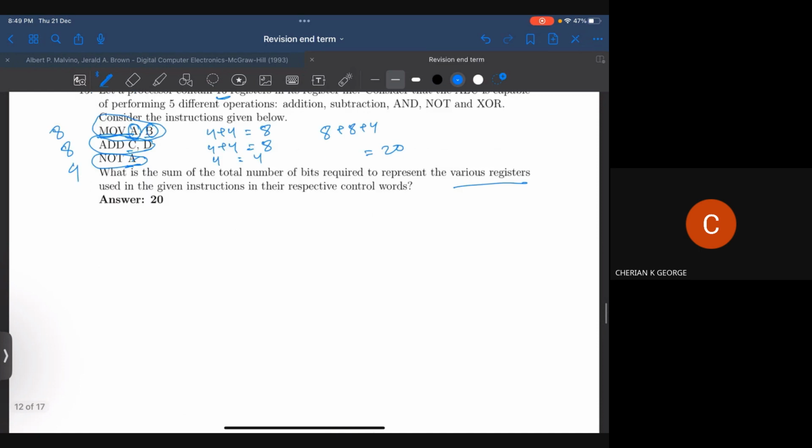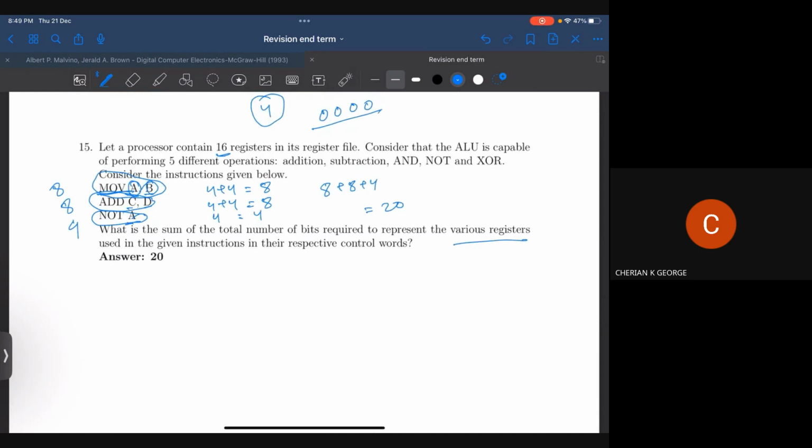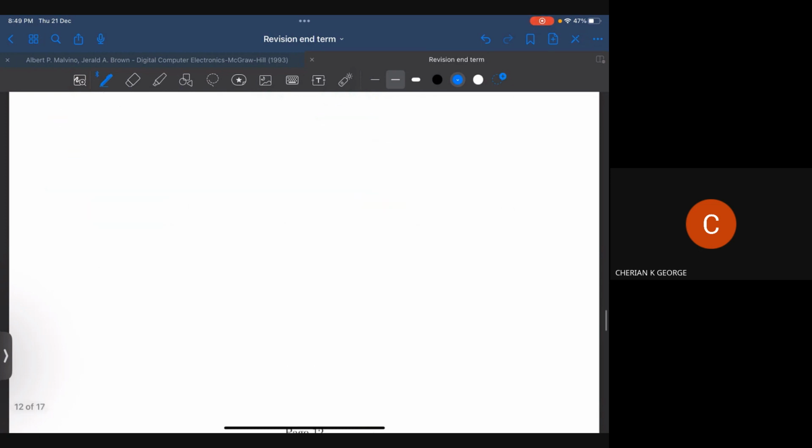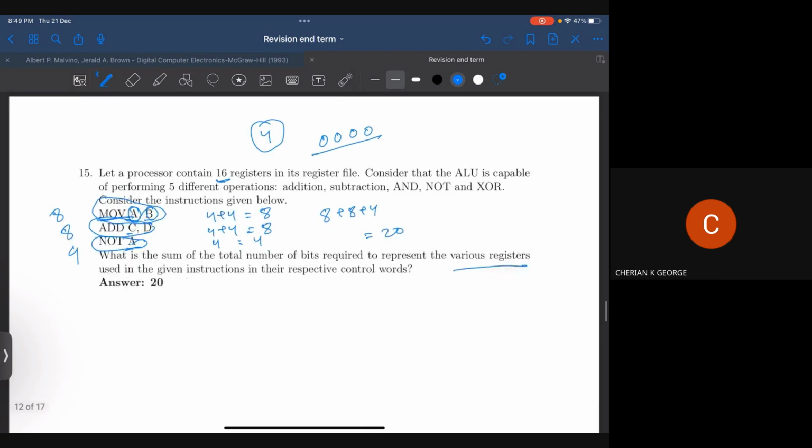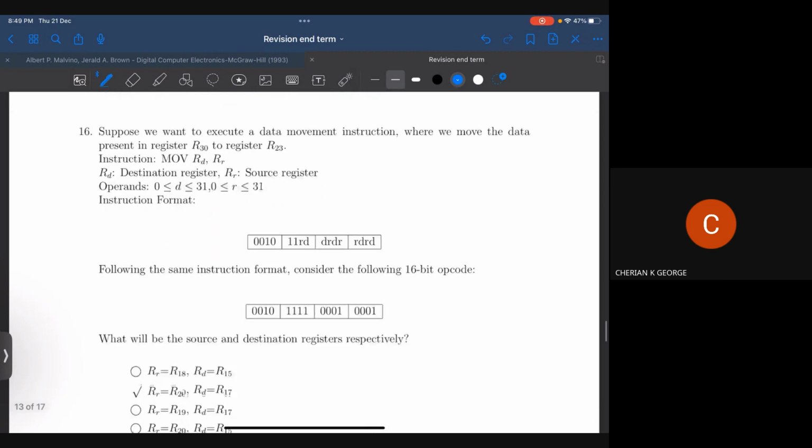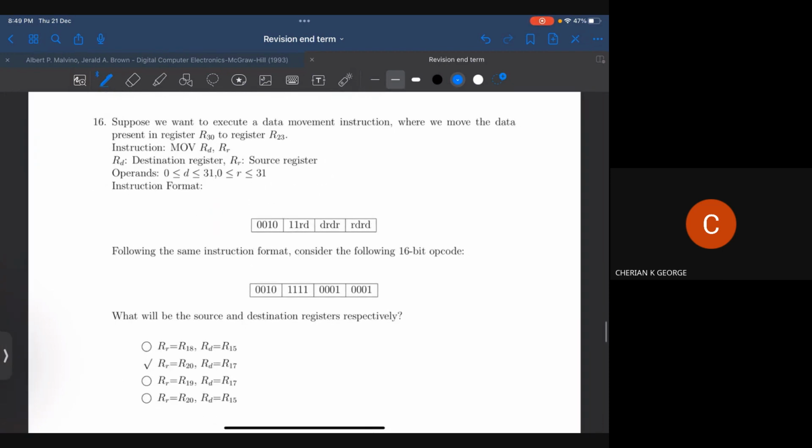In that same question, if it was how many bits are required to represent the instructions, the answer would be: you have to just add 3 to every row, because there are 5 operations, right? So 3 bits. Okay. Suppose you want to execute a data movement instruction where we move the data.